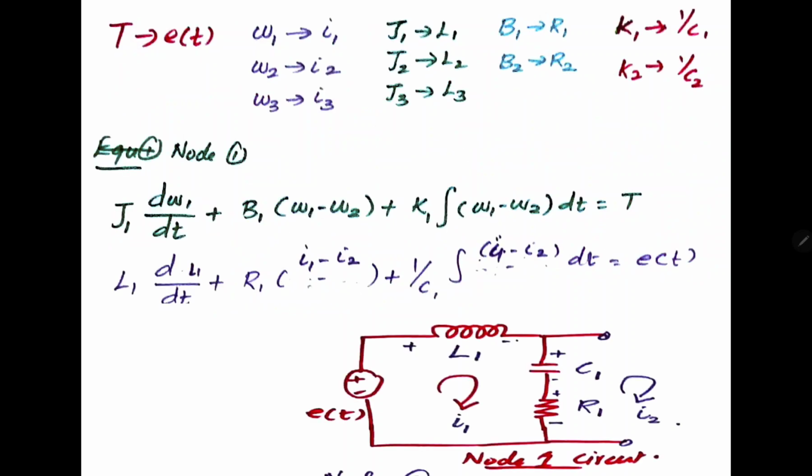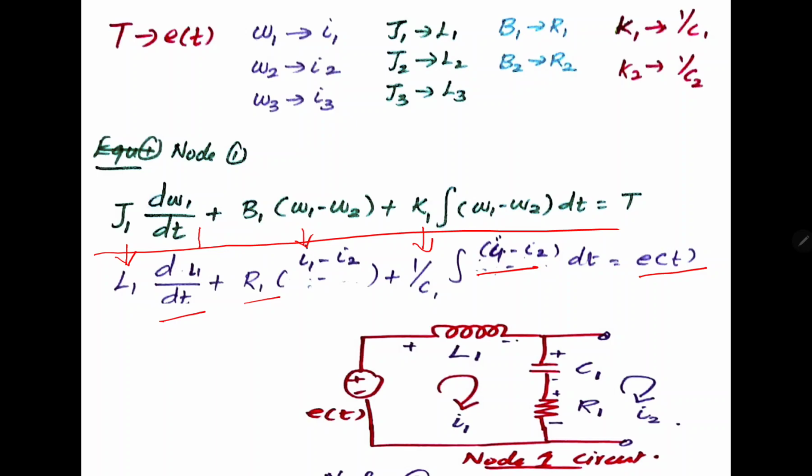I get, for the first equation, J1 becomes L1, d omega 1 by dt becomes d I1 by dt, plus R1 into I1 minus I2, plus K1 becomes 1 by C1 integration I1 minus I2 in dt, is equal to E of t.